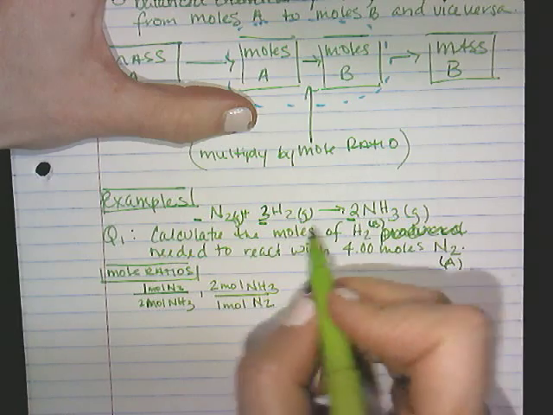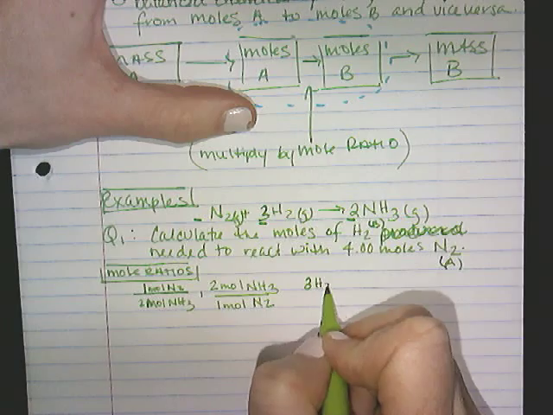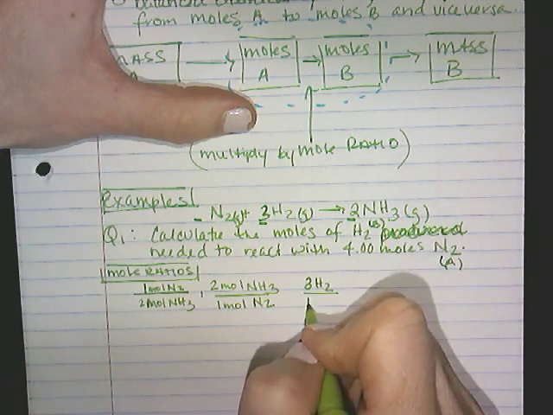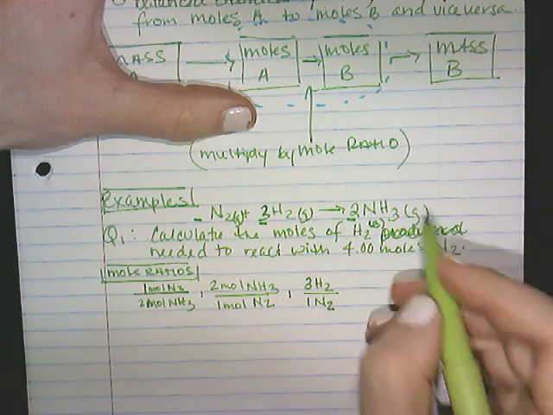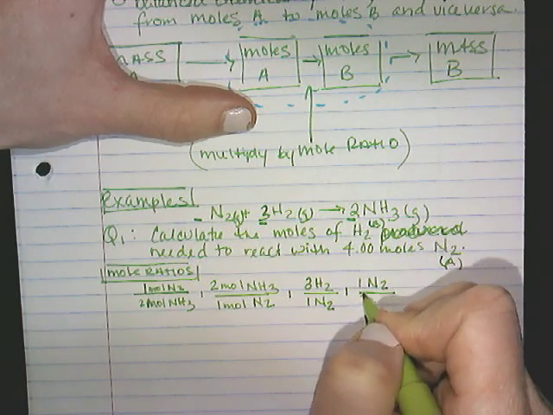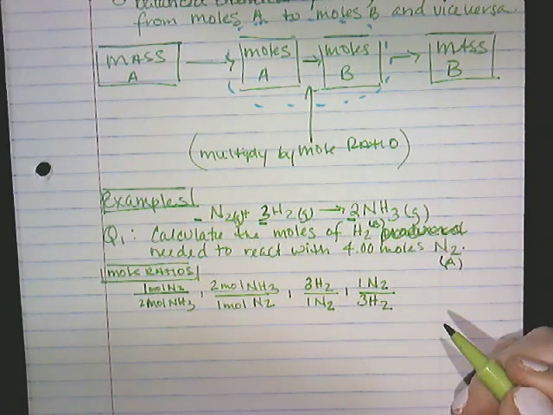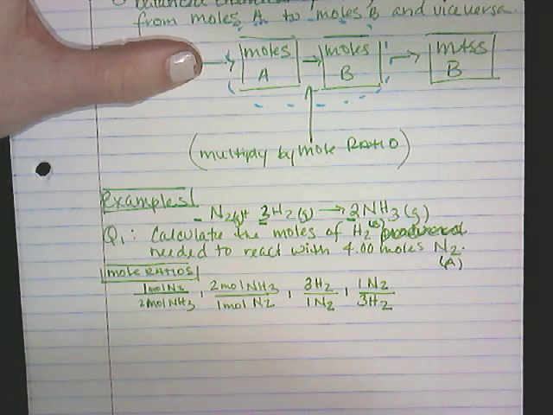Continuing on, for every 3 H2s reacted, we're going to need 1 N2. And for every 1 N2 we react, we're going to need 3 H2s for this reaction to happen. Okay, so now we have 1, 2, 3, 4 ratios. Let's come up with 2 more.